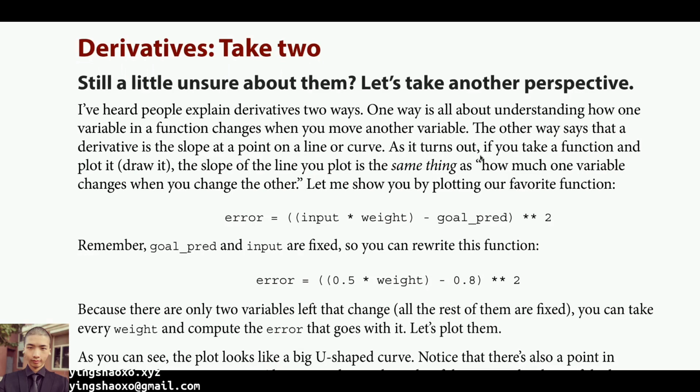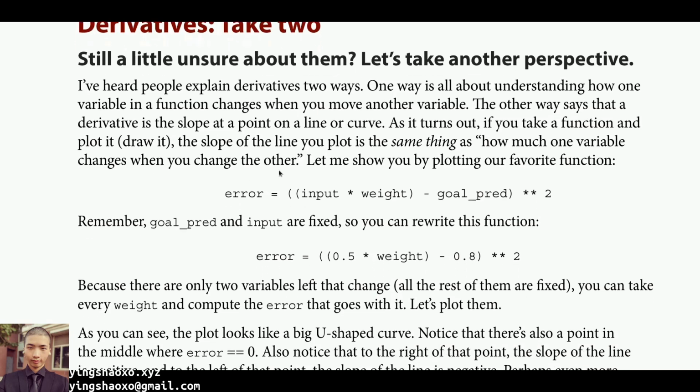As it turns out, if you take a function and plot it or draw it, the slope of the line you plot is the same thing as how much one variable changes when you change the other.